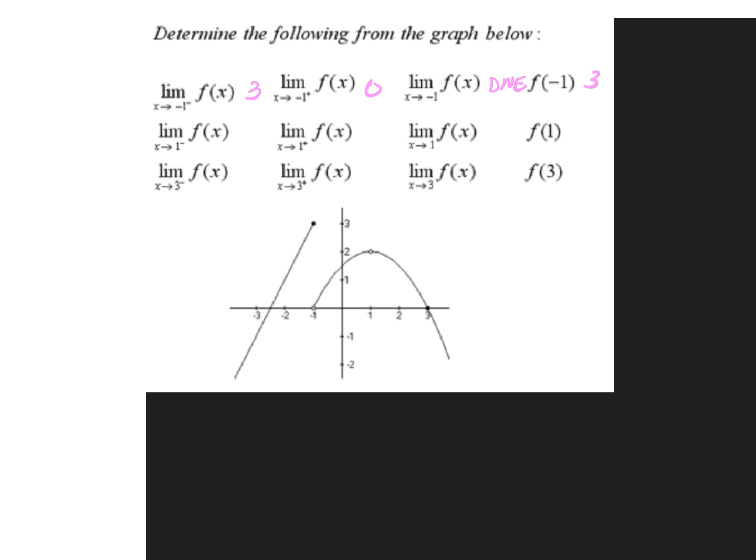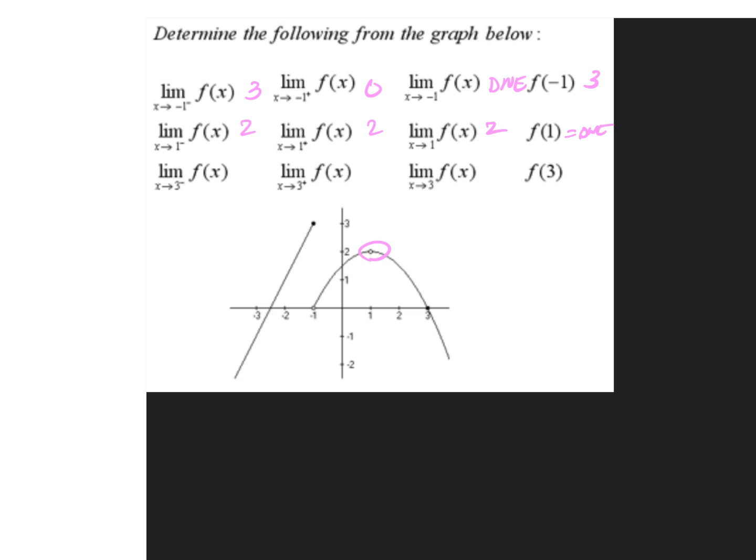All right, now as I go to 1 from the left, it's at 2. 1 from the right is also going to be 2. As I come in this way, I'm getting closer to 2. So therefore, the limit exists. As I go to 1, it is 2. The limit does exist, okay? f of 1 does not exist because there's no point. So when I look at the vertical line at x equals 1, there's no point there, okay?